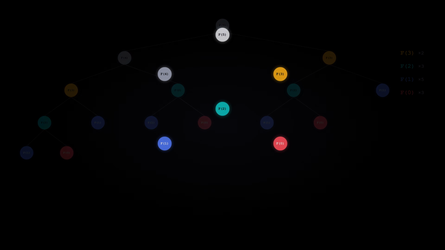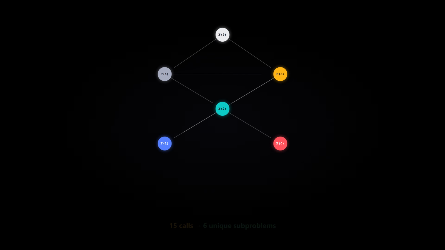That entire tree with 15 function calls collapses down to just 6 unique subproblems. And keep in mind, this is only Fibonacci of 5. Imagine doing Fibonacci of 50 without storing anything. You'd be waiting a long time. So that's the first thing your problem needs. It has to be repeating the same subproblems.